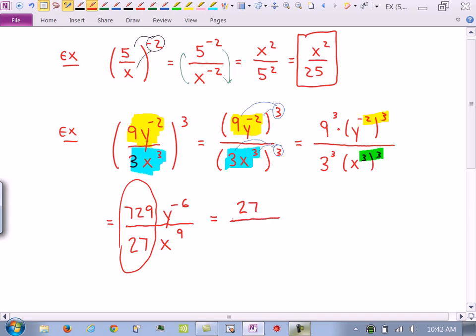Uh-oh, 27's all alone up top. Why? The y to the negative 6 doesn't like to be negative, it likes to be dropped down. And it likes to join what that's still down there? The x to the 9th. And then next to it is y to the positive 6. Now all exponents are positive.